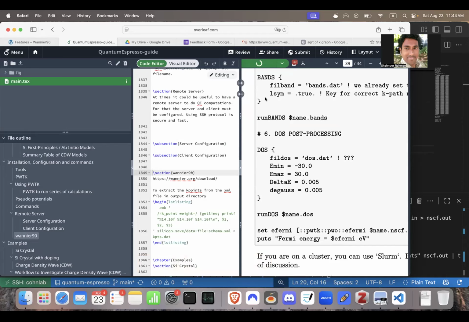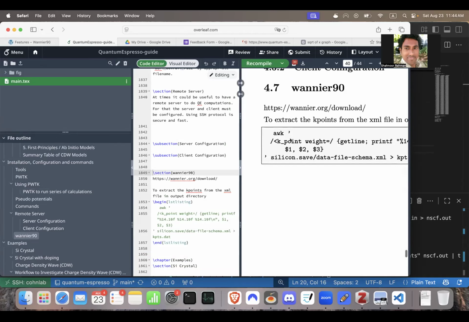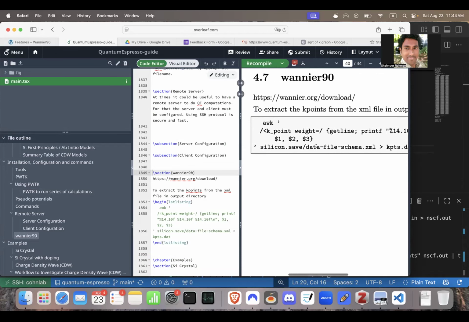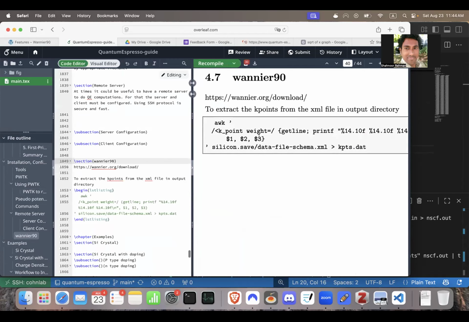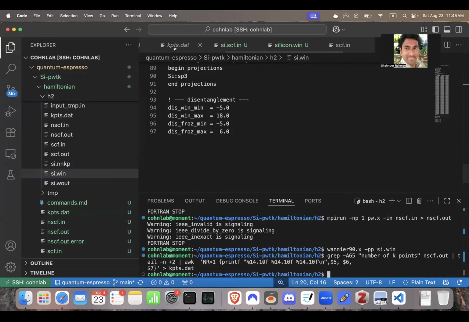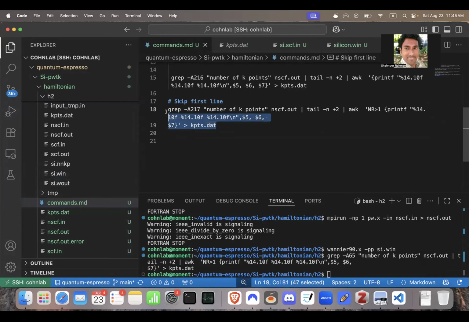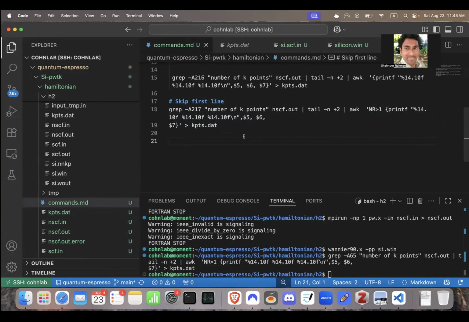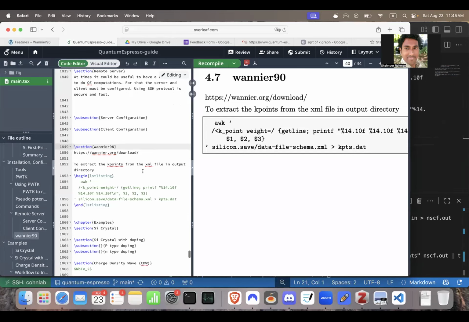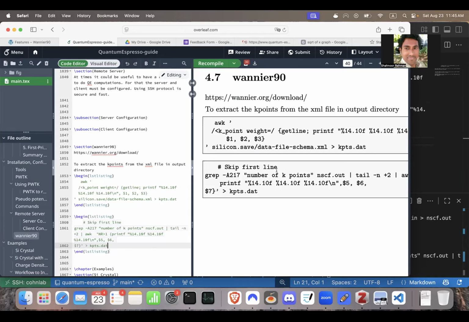Let me compile it again. I had somewhat listed, not everything, but basically this awk command, I can copy this last command. Okay. I have both commands here, right?